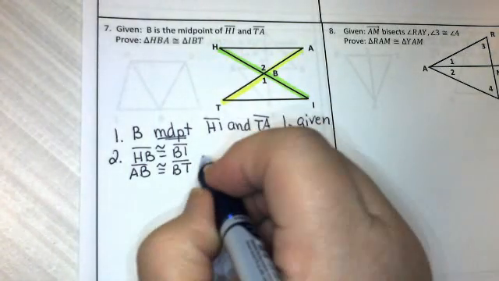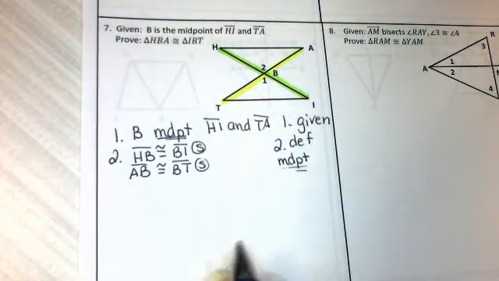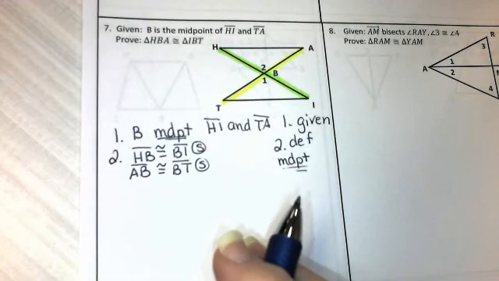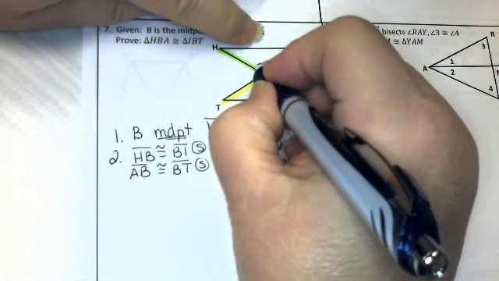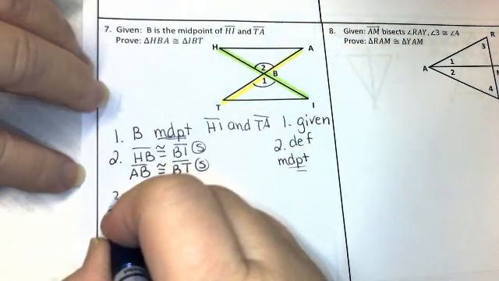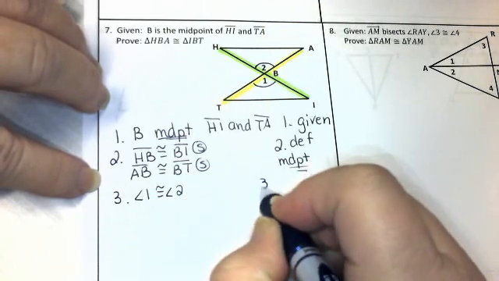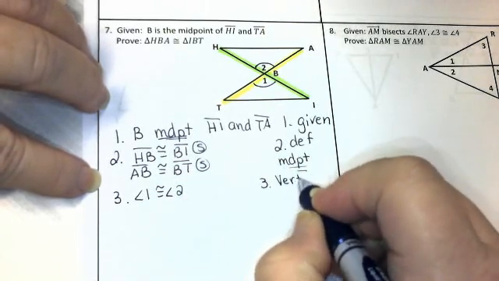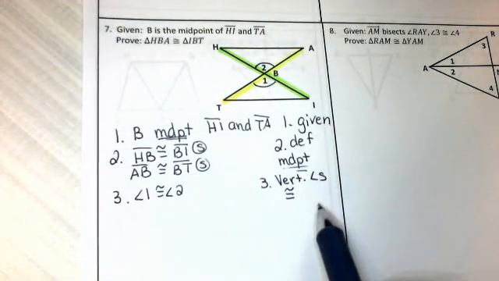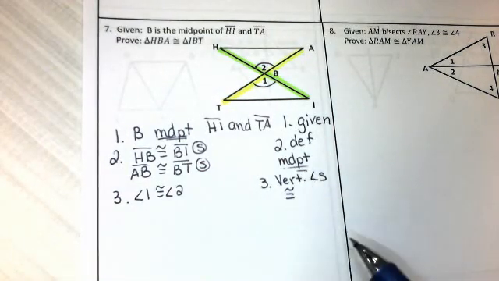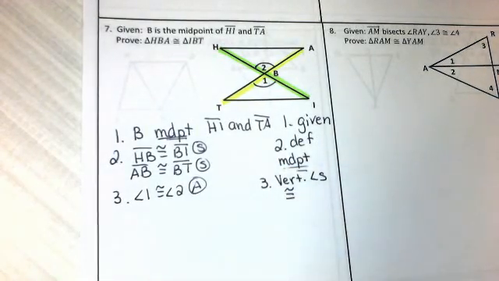Alright, so I have two of my sides labeled. I just need one more thing, because every single one of our proofs had three things. Do you notice this is the bow tie picture? I have vertical angles. So I'm going to say angle 1 is congruent to angle 2 because vertical angles are congruent. It is not the definition of vertical angles. It's because vertical angles are congruent. It's actually a theorem. And that's my third piece of the puzzle.